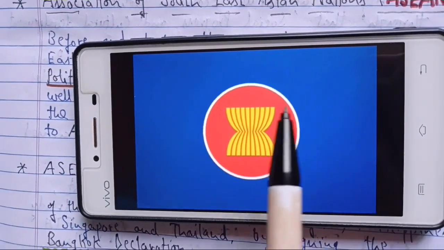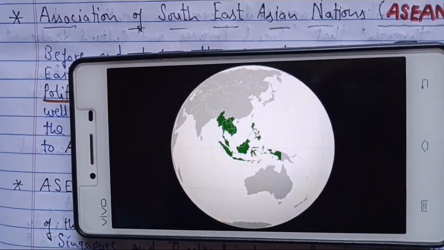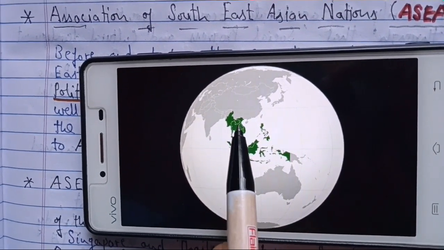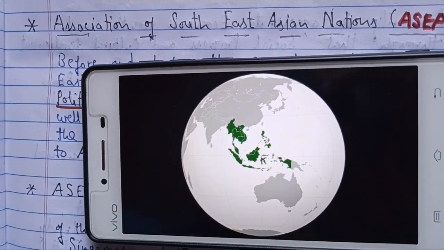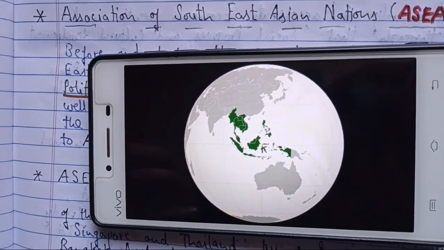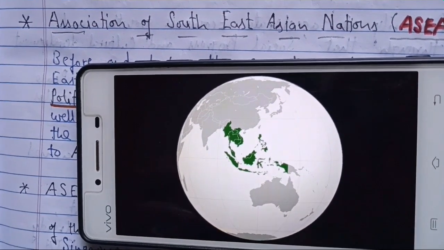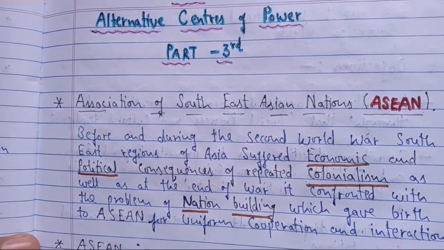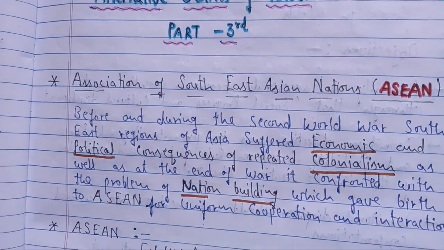This is the logo and the flag of the Southeast Asian nations. In the globe format also, this is India, and in front of this is South and this is East. So Southeast Asian nations. We are going to study about them. First of all, I will tell you the history, why they made an association like this, which was called ASEAN. So, starting with the history of this particular region of ASEAN, I'm reading it here, please see it carefully.